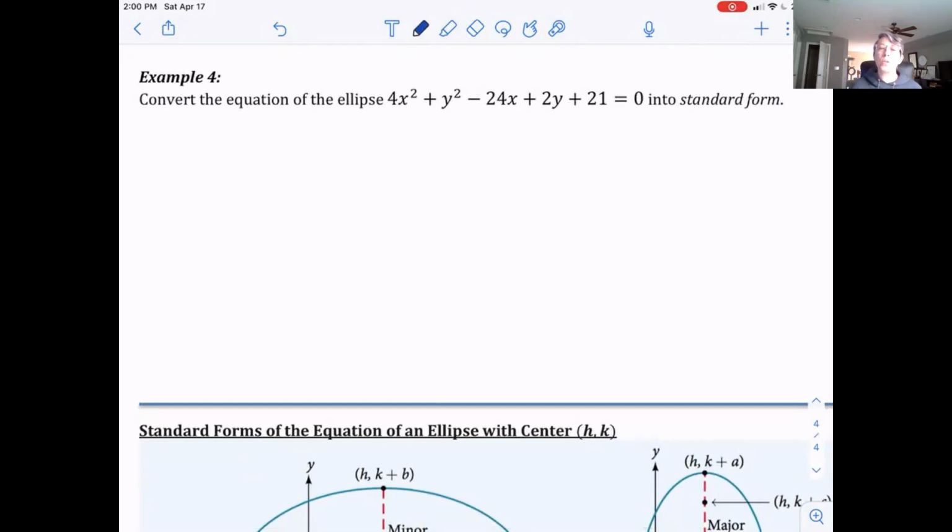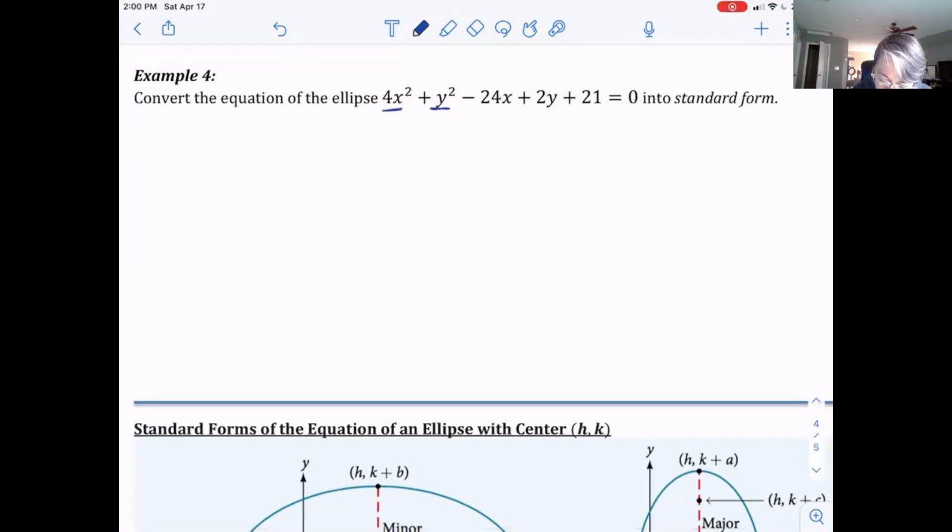Now, if they hadn't told us an ellipse, how would we know? We have an x squared and we have a y squared. Everything else is smaller, okay? So we know we're dealing with a conic here. Both of them are positive, so we know it's an ellipse or a circle, but their coefficients are different, so we know it's an ellipse. If it was a circle, then it would be even all the way around. The A and the B would be the same.